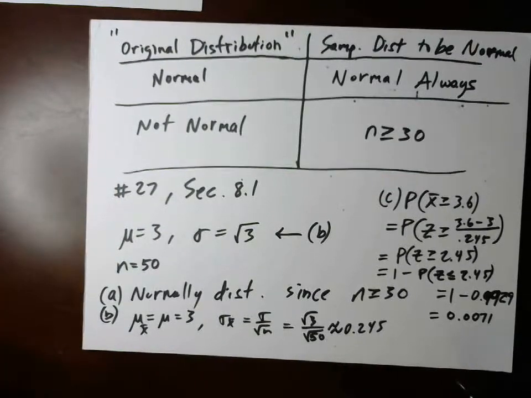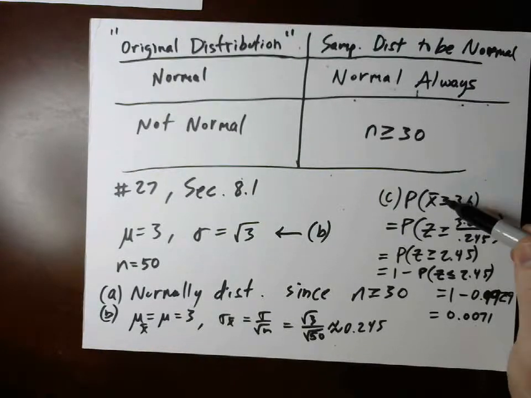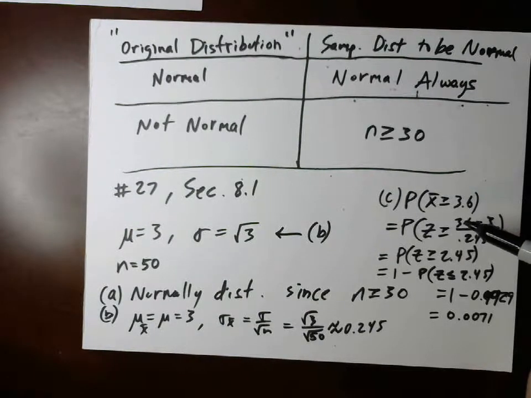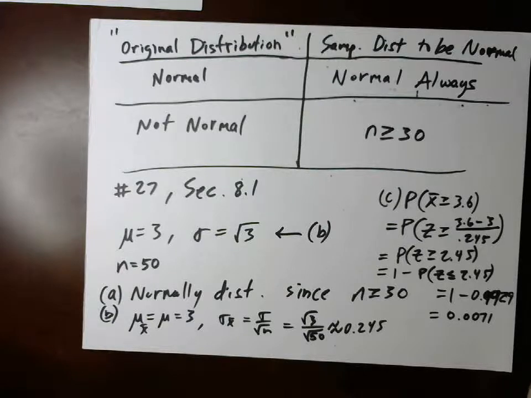And it also asks, is this result unusual? Remember, unusual occurs when it's less than 5% probability. So as we can see, it's much less than 5%. So it is very unusual to have an x bar greater than or equal to 3.6. Okay. So anyways, that's just a quick example of how to find the probabilities, a quick review.